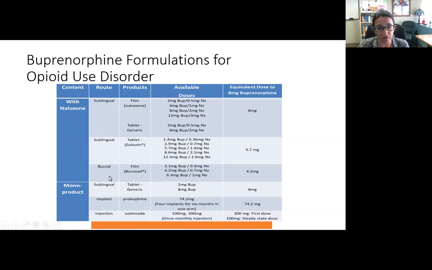There's also a buccal formulation, otherwise known as Bunavail, which I rarely see, but that is another formulation of the combo product. And then in the mono product, so just buprenorphine alone, which typically we'll just use in pregnancy, and in pregnancy now we're also seeing combo product, but typically when we're prescribing the mono product, it's in pregnancy. That comes in 2 and 8 milligram tablets. And then we don't use the implant, but the Sublocade, the injection, we do use quite readily, and that's a once monthly injection of buprenorphine.